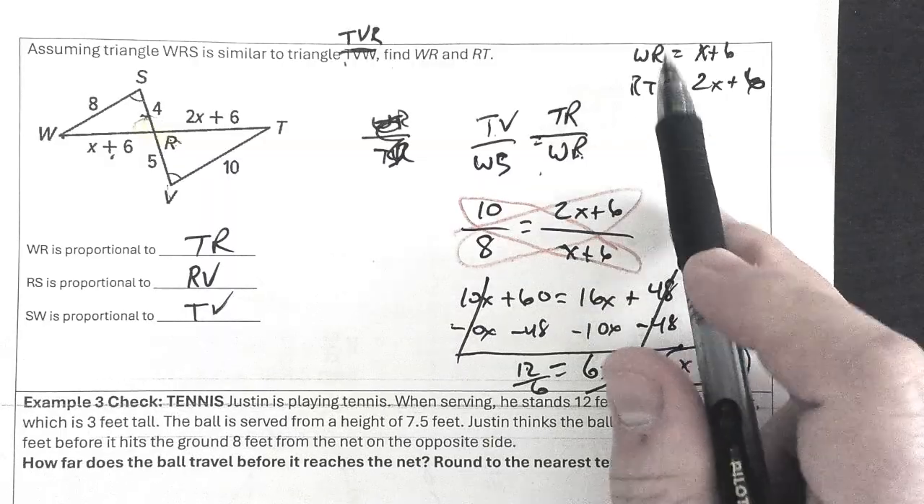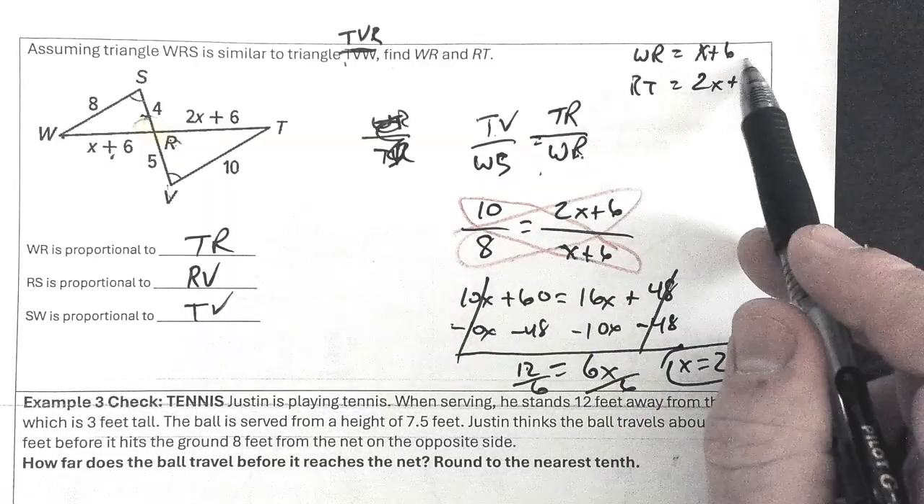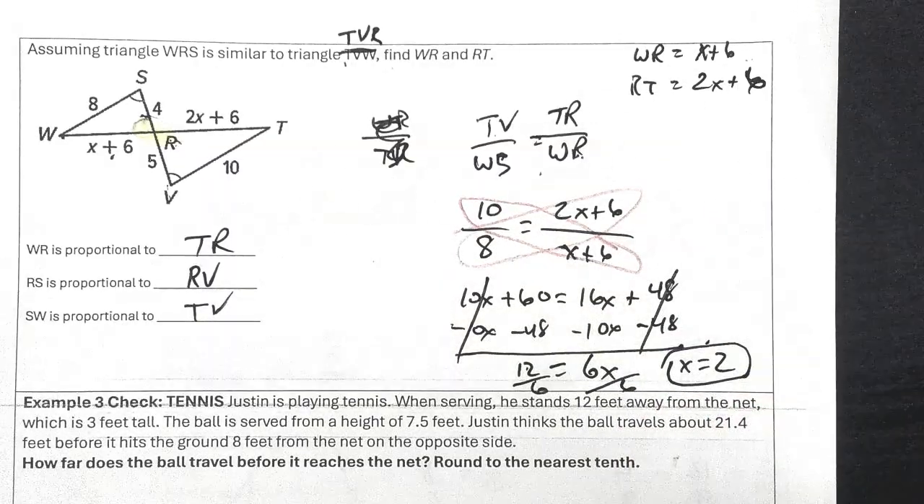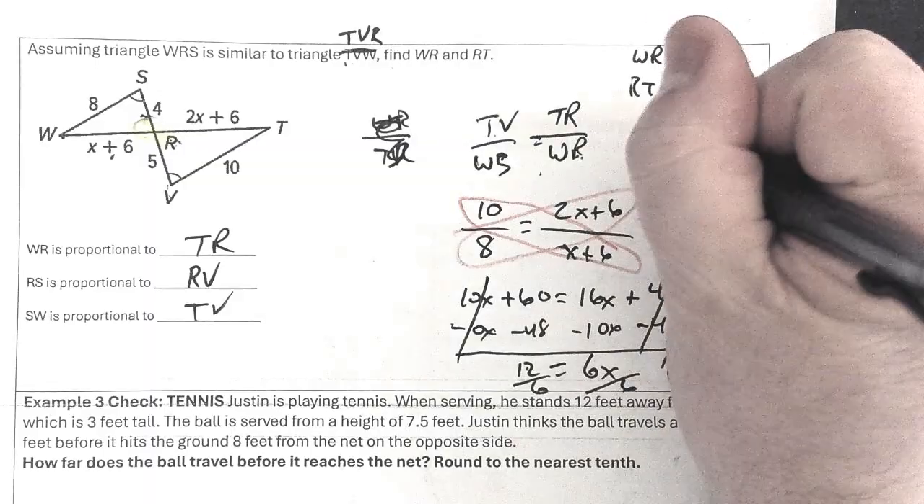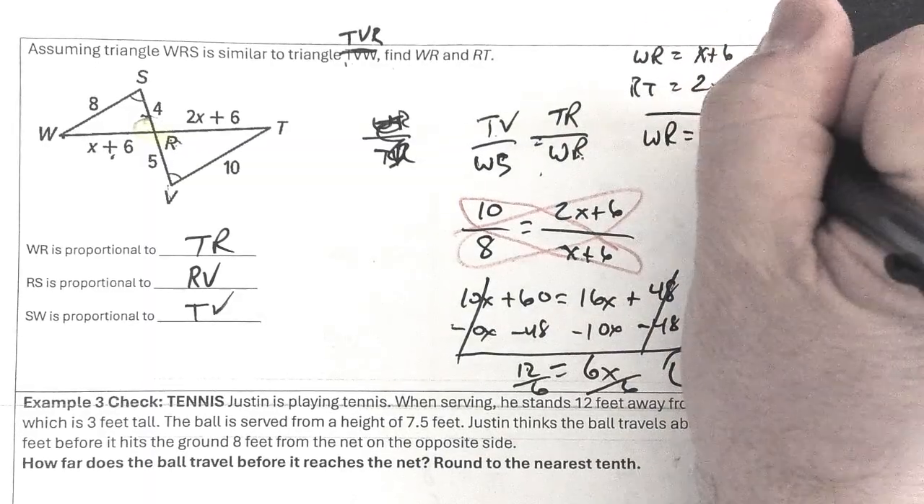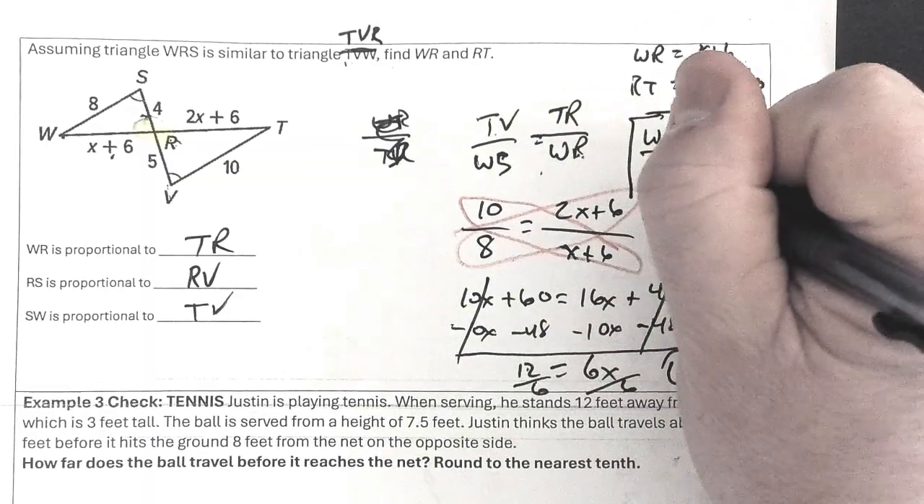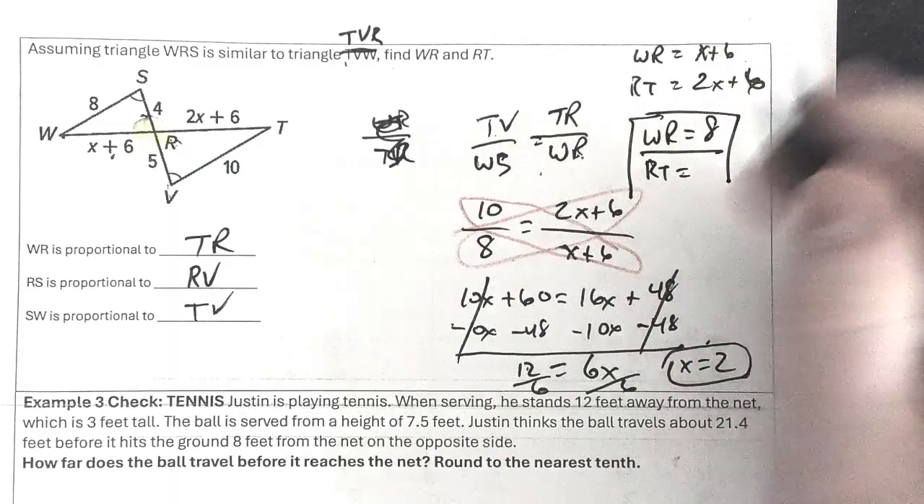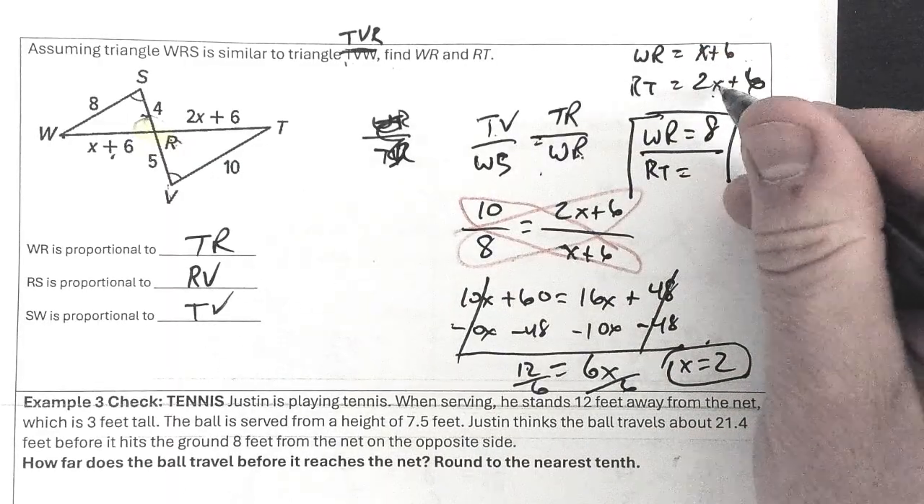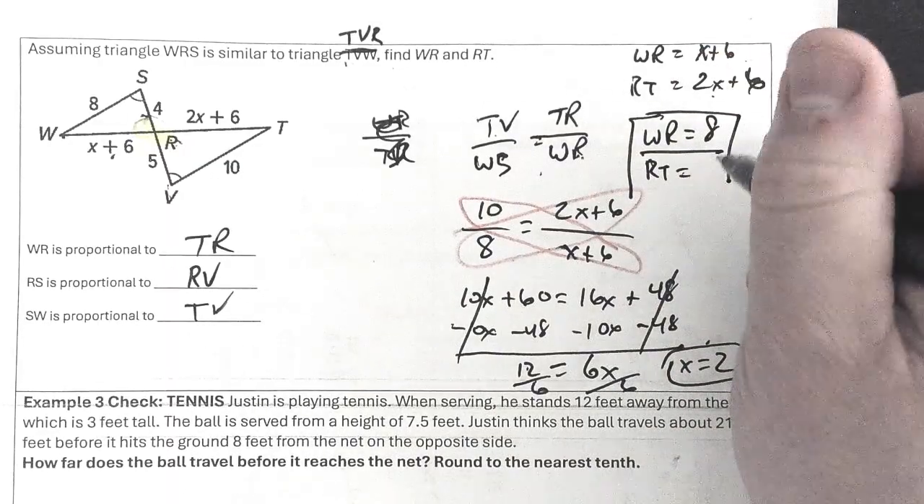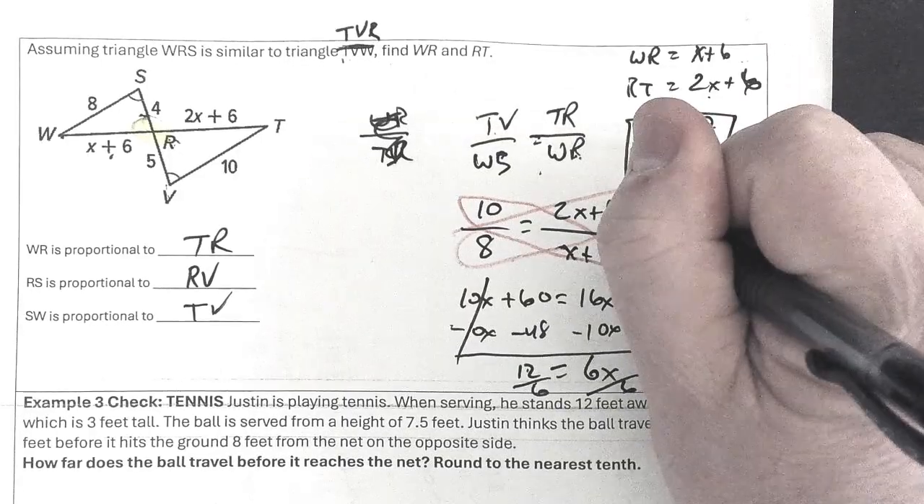We'll plug it up here. So WR is x plus 6. So 2 plus 6, 2 plus 6 is 8. And then T, 2x, so 2 times 2 is 4. 4 plus 6 is 10. Okay?